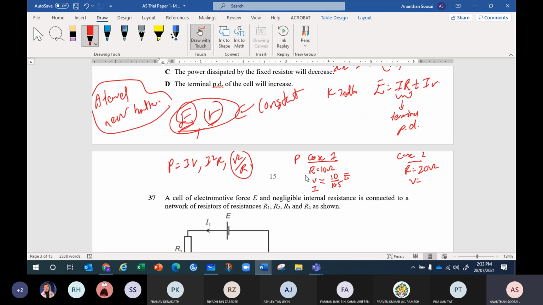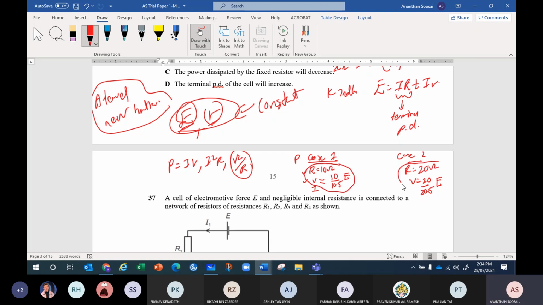Okay. So first case we know R and V. V we know in terms of E. Second case, when R is 20 ohm, V will be how much? 20 over 20.5 E, correct? Yeah, correct. So these are the two readings.